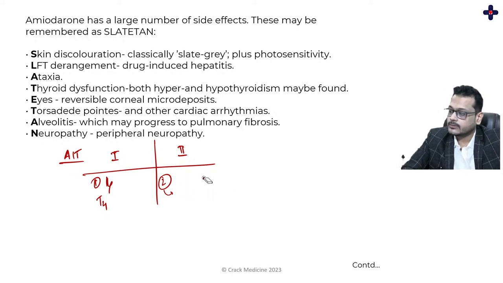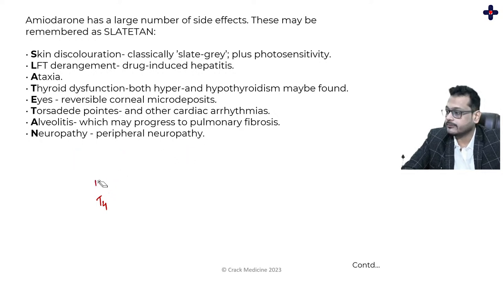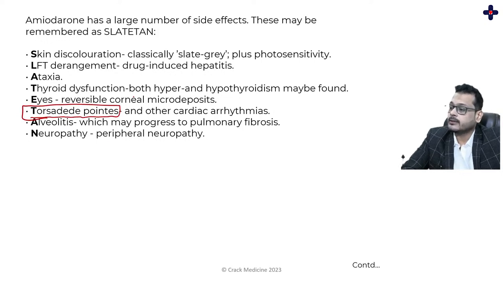Okay, so these are the things that are associated with amiodarone, and the side effects of amiodarone are very important because the drug is administered over a very long period of time, right? Funny thing here is that it can itself cause torsades de pointes, which is one of the indications for amiodarone in later stages. But it can also cause arrhythmias by itself. Okay. Pulmonary fibrosis can be seen in later stages of amiodarone administration, and peripheral neuropathy as well.